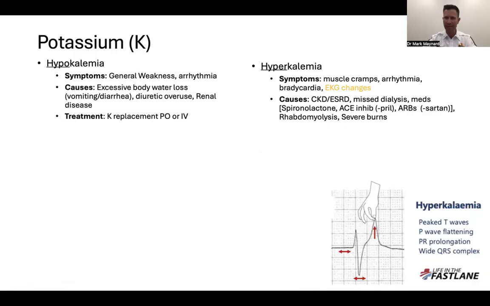And then, of course, we have our ACE inhibitors and our ARBs. Remember, ACE inhibitors are ending in -pril, so lisinopril, captopril. The ARBs are the ones that end in -sartan. So think about losartan or valsartan. And all of these medications can cause high potassium. So look at the med list and then consider maybe that's what's causing the patient to be hyperkalemic.